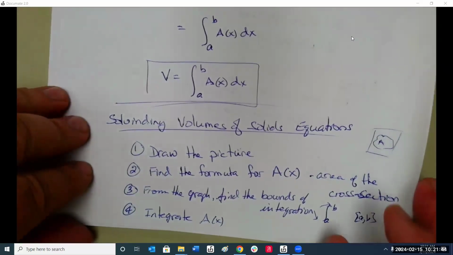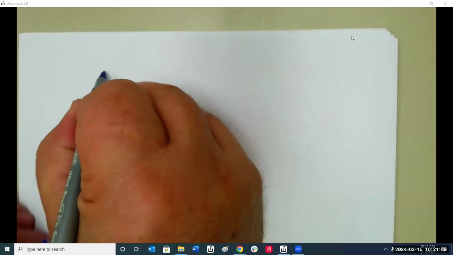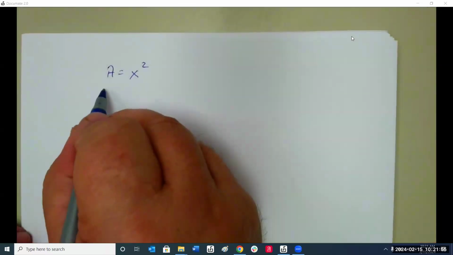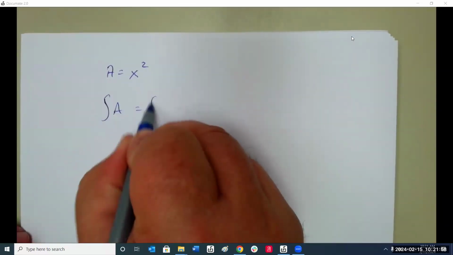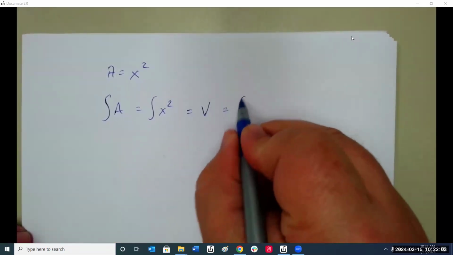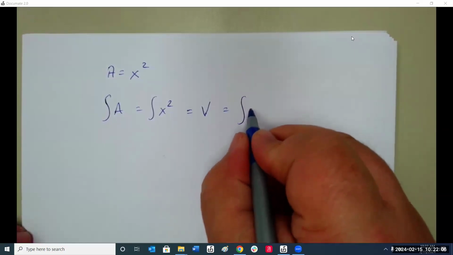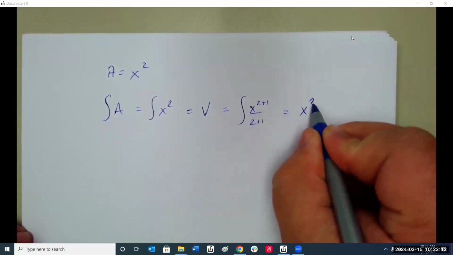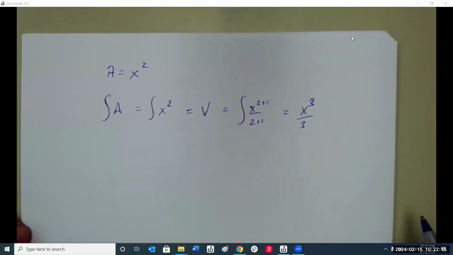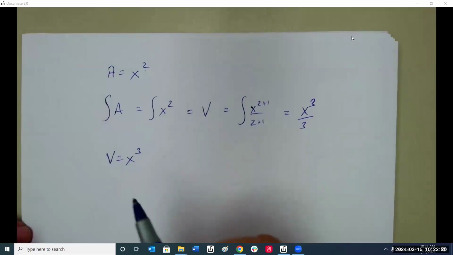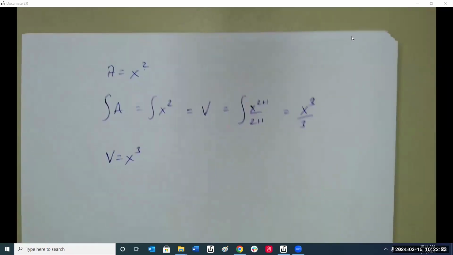Now, the reason this works is area is a two-dimensional object. When we integrate an area, we get the volume, which is a cubic function. So areas are square, volumes are cubic.